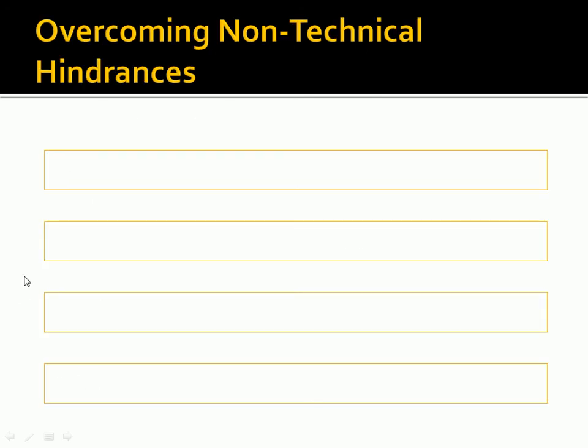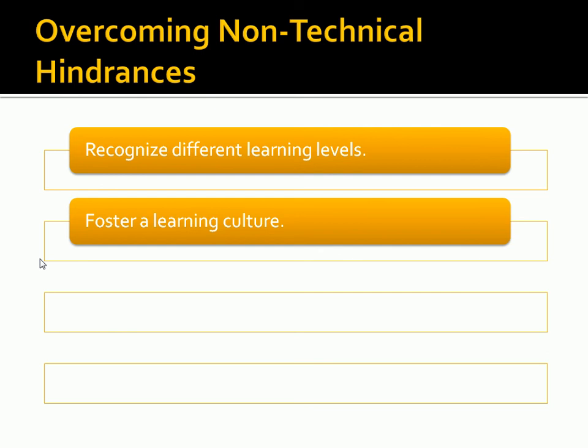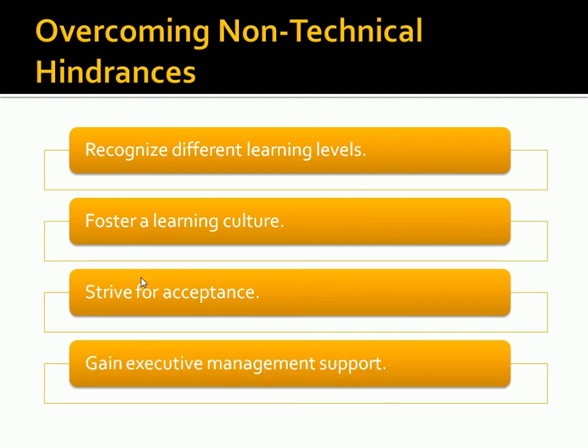So again, this is kind of rehashing some of the things that we already talked about, but there are some non-technical hindrances that we can overcome when we're trying to implement these policies. Our book talks about four things very broadly. First, recognize different learning levels of your users, fostering a learning culture, so people feel like they should be learning about all this stuff. Striving for acceptance of these policies, and gaining executive management support.